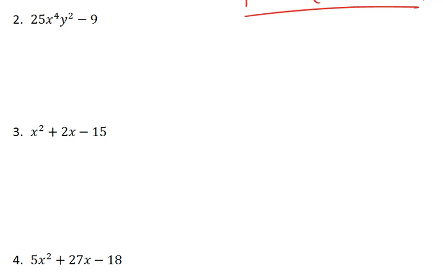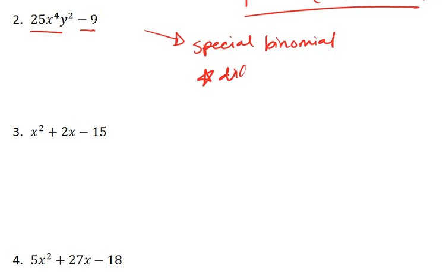In problem 2, again, we check for that greatest common factor. 25x to the fourth y squared and 9 have no common factors. What we should realize then is that we only have two terms. When you have two terms, the chances are this is going to be a special binomial. And in particular, look for the difference of squares.